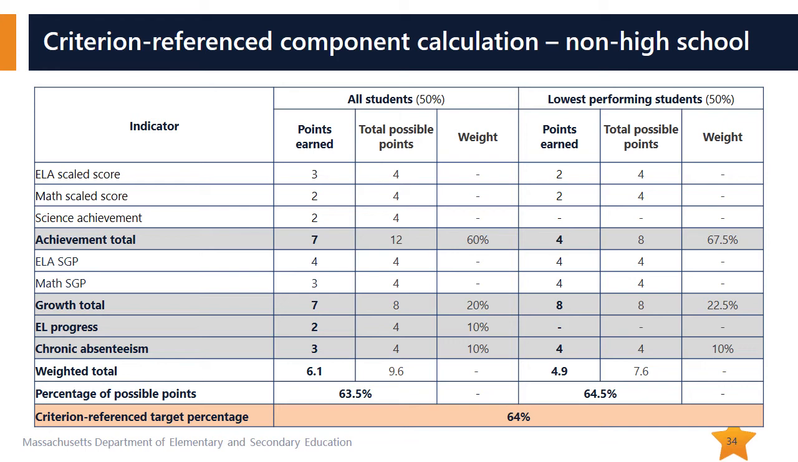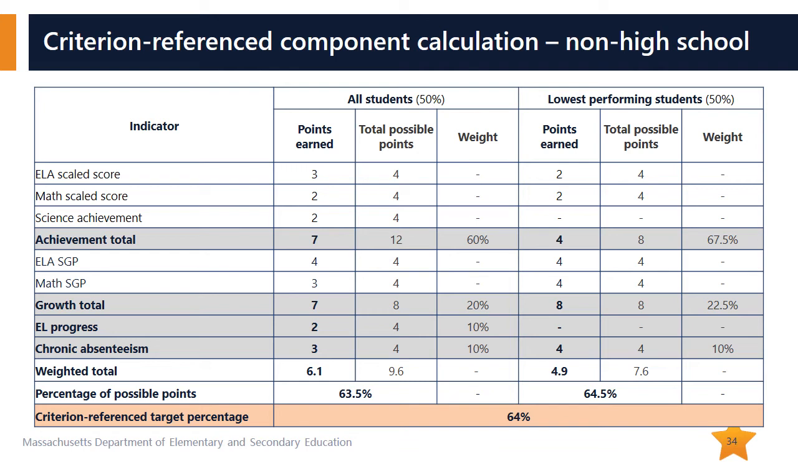The same will be done for the achievement, growth, and chronic absenteeism indicators for the lowest performing students group. The two percentage of possible points values will then be averaged, resulting in the school's overall criterion-referenced target percentage. The goal is to earn 75% or higher, which would be an average of earning all 3s, which represents meeting targets.